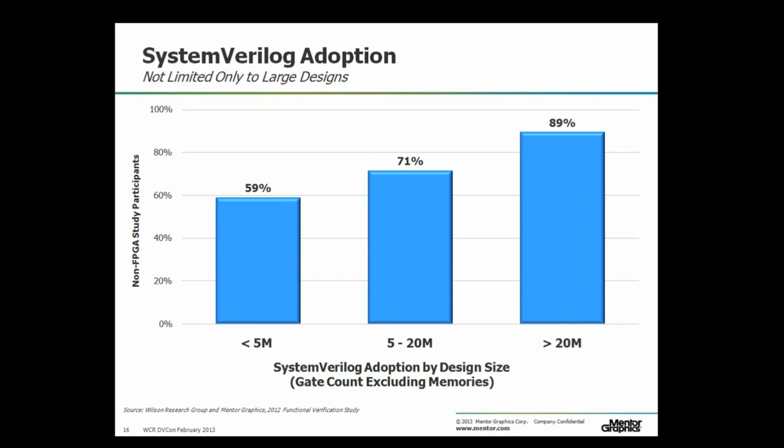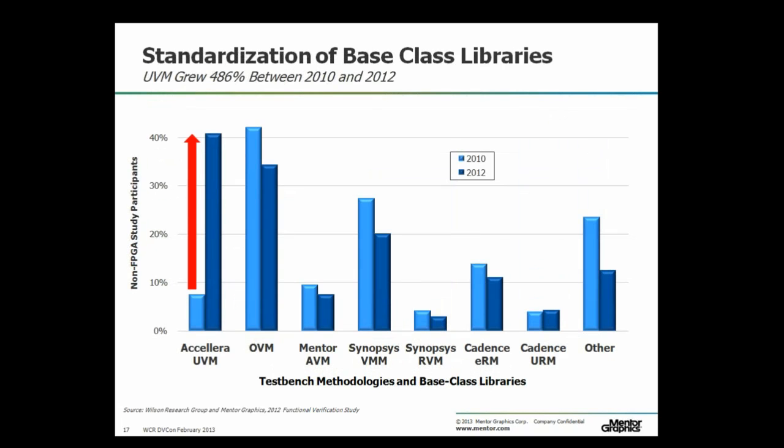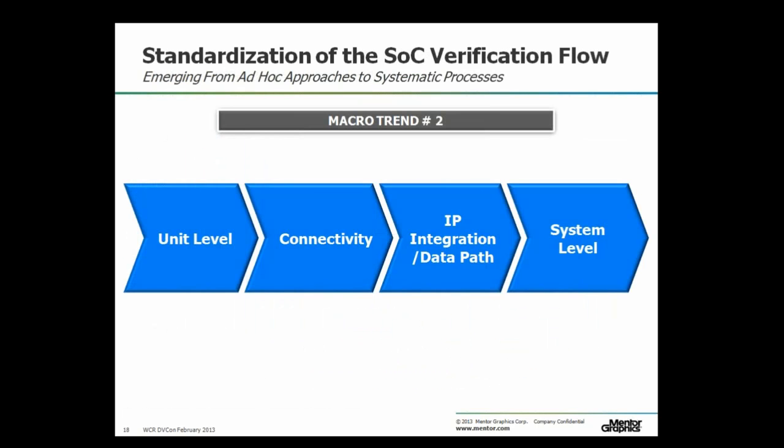SystemVerilog is not limited to only large designs, although certainly almost 90% of customers are using it for larger designs. But you know, even down here with the smaller designs, we're seeing 60% of customers have moved to SystemVerilog. Likewise, the base class libraries, the decision has pretty much been made as well. The growth in UVM has been enormous, while most of the others are either dropping or perhaps staying flat to support legacy designs. So the standards have been emerging, but that's not enough.